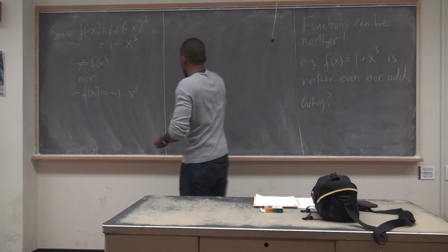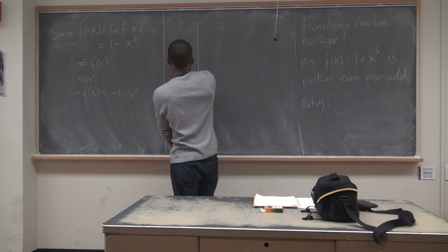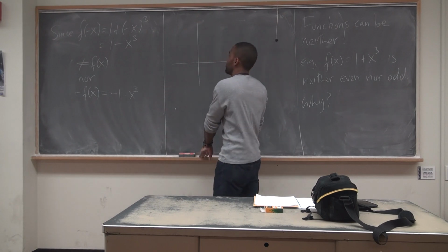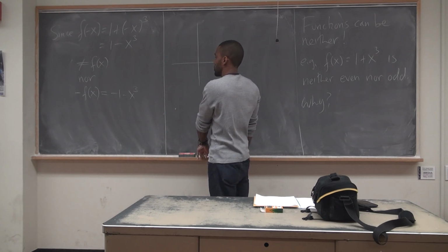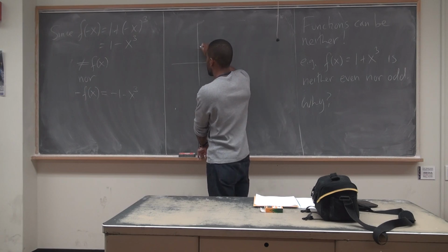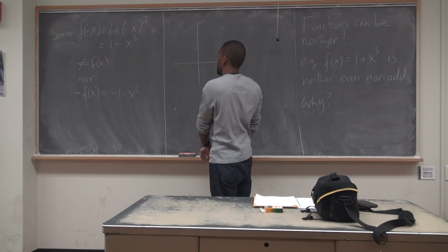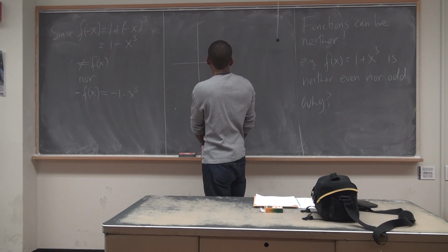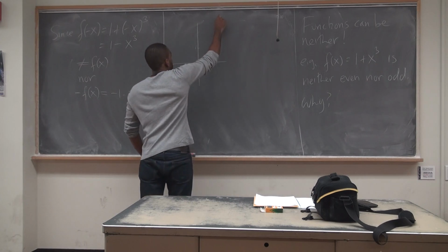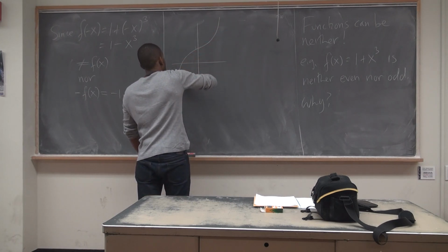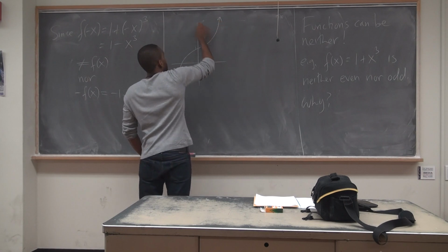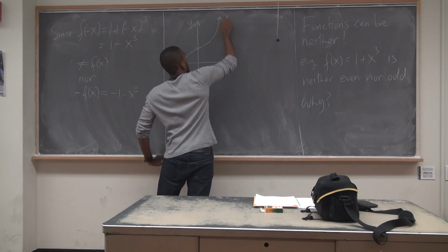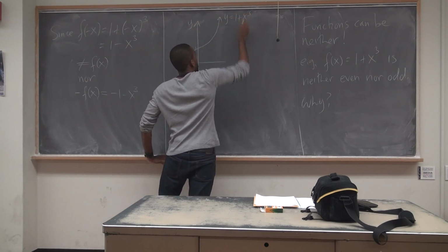In fact, if I were to look at 1 plus x cubed, what would it look like? I guess it would start at 1 on the y-axis, and it will follow that same curve as the x cubed, just starts at 1. Just shift it up, right? This is y equals 1 plus x cubed.